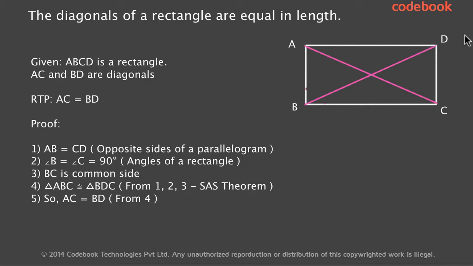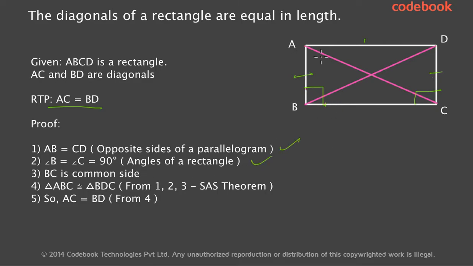The next corollary that we are going to look at is the diagonals of a rectangle are of equal length. So we have to prove that AC is equal to BD. AC and BD are two diagonals, and we have to prove that they are equal in length. So we know that AB is equal to CD, right? Because this is a parallelogram. Opposite sides of a parallelogram are equal. And angle B and angle C are 90 degrees because they are angles of a rectangle.